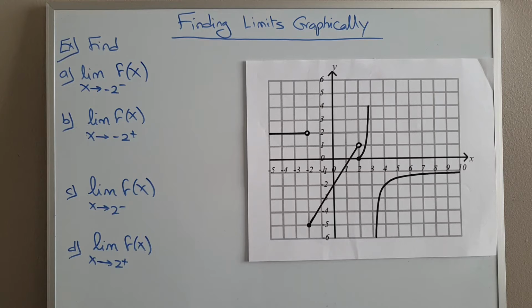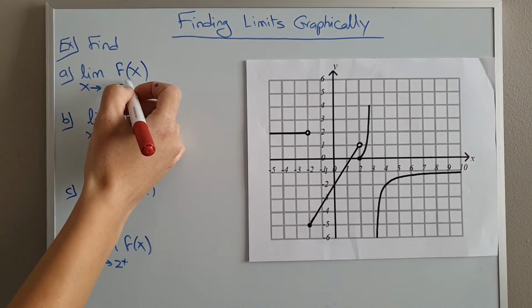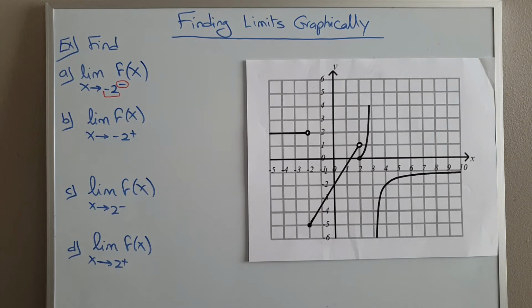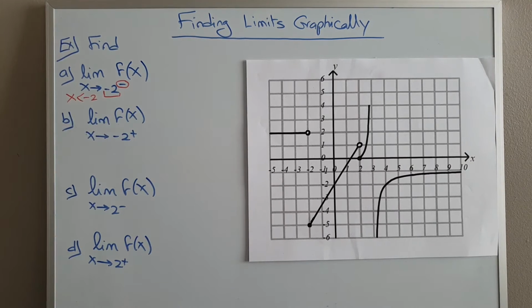limits. So let's start by finding the limit of this function as x tends to minus 2 minus. So x tends to minus 2 minus means I'm looking at the limit at the value negative 2, and I'm approaching this value from the left side. So my value is negative 2, and this indicates I'm approaching it from the left side. So x is less than minus 2.